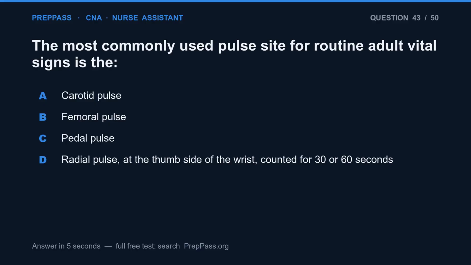Question 43. The most commonly used pulse site for routine adult vital signs is the A. Carotid pulse, B. Femoral pulse, C. Pedal pulse, D. Radial pulse, at the thumb side of the wrist, counted for 30 or 60 seconds.